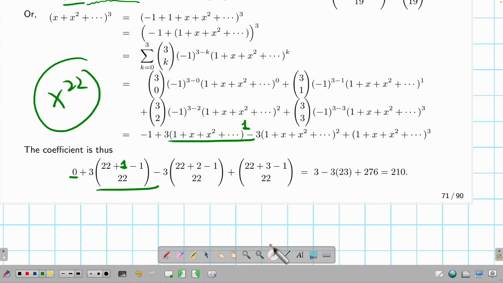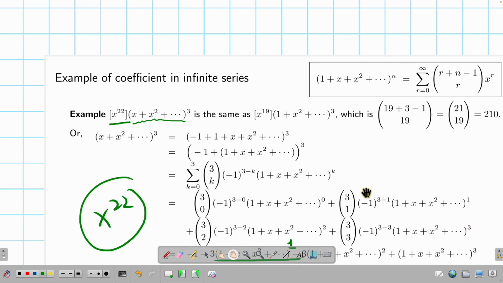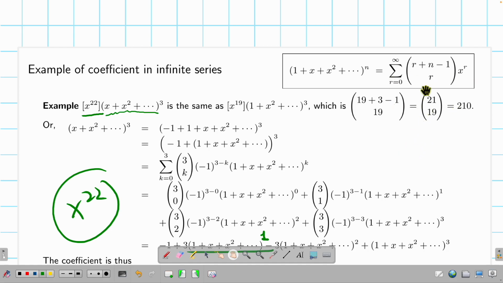And then for this one, I will have the same thing: 22 plus 2 minus 1, choose 22. And lastly, this one will be 22 plus 3 minus 1, choose 22. I will get this, and if you calculate it out, it will be 210, which is the same as this one. So this is an example. How do you make use of this? This becomes very useful when we deal with generating functions later.